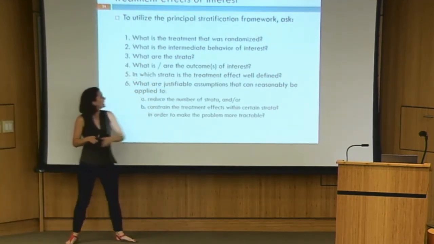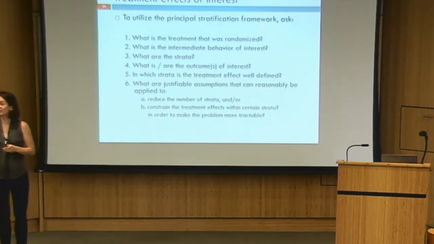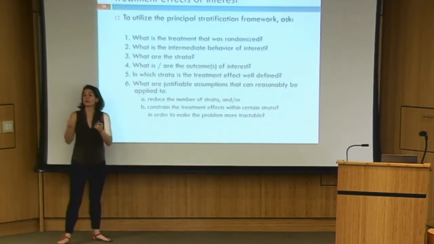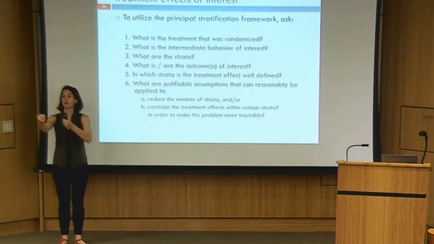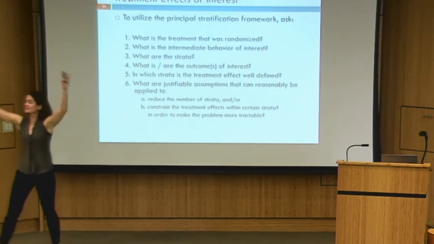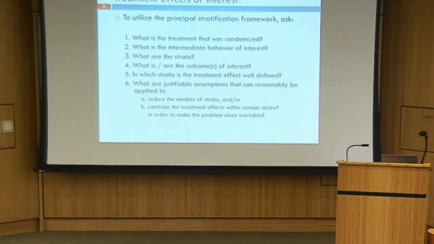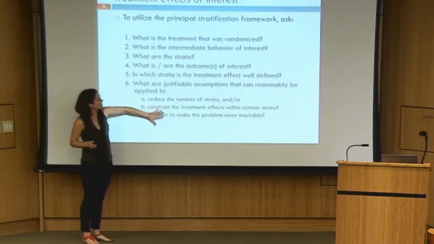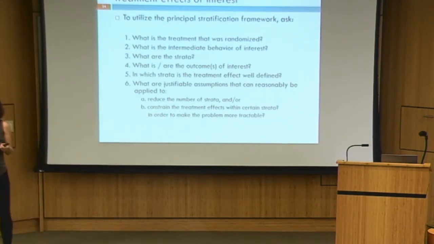And then in 5, we also want to ask the question, and this relates to that truncation due to death application, in which strata is the treatment effect well defined, right? In which strata is there actually a clearly defined treatment control contrast? And then it's step 6, where after we've set up the whole shebang, we can start to apply these assumptions to say, which strata can I reasonably rule out? What's the story that I'm going to tell? What's the assumption that I'm going to apply to argue that? Is that justifiable? And in which strata, if any, am I going to constrain the treatment effects in order to make the estimation problem more tractable?